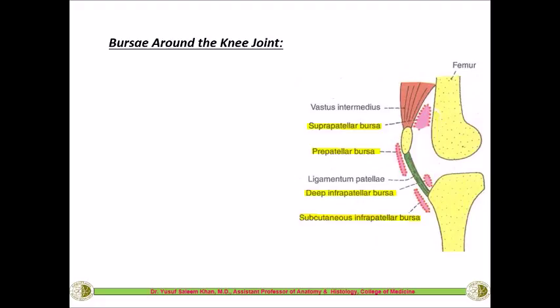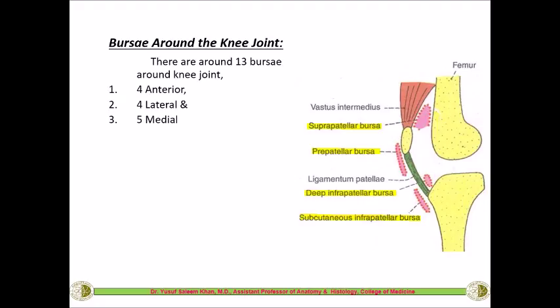Now coming to the bursae around the knee joint. As I said, the knee joint is a very unstable joint, so it has a lot of ligaments as well as a lot of muscles which are acting. So this is also covered by a lot of bursae which prevent friction between the bones and the tendons of the muscles. So there are around 13 bursae here. Bursae is the plural of bursa. So there are 13 bursae, 4 in the anterior, 4 in the lateral, and 5 in the medial.